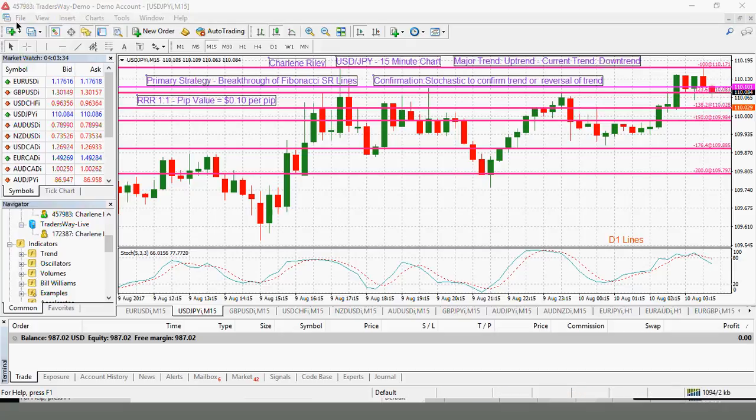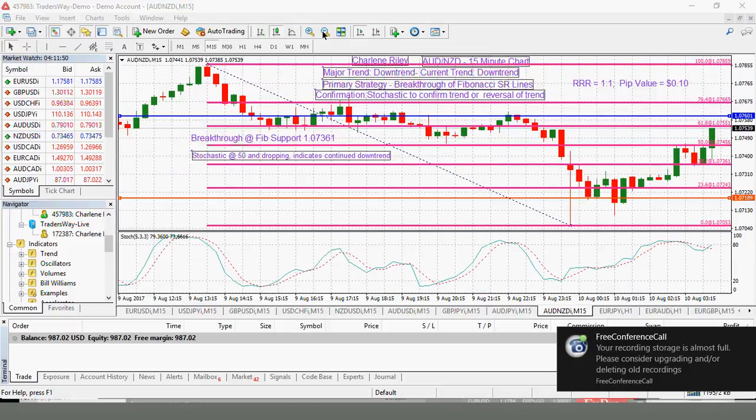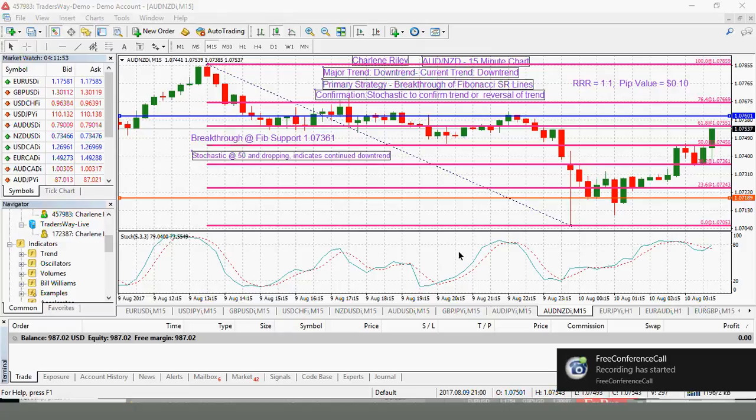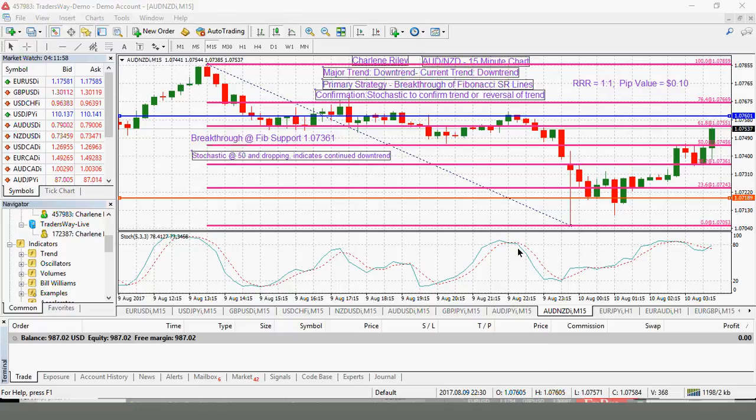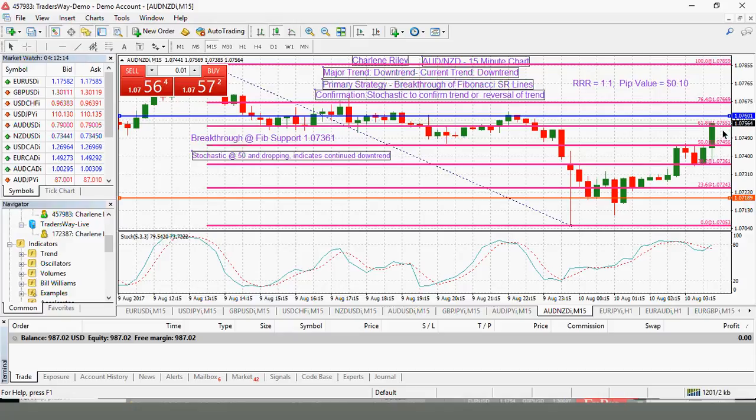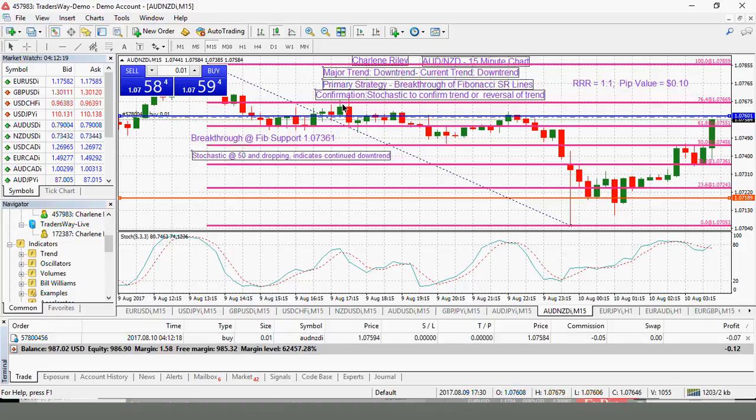I'm going to pause the recording for a minute. Okay, I'm back, and things have changed a bit. On the Australian New Zealand 15-minute chart, it looks like the market wants to continue moving upwards. So I have a breakthrough of resistance at 1.07551. So I am ready to enter into a buy.